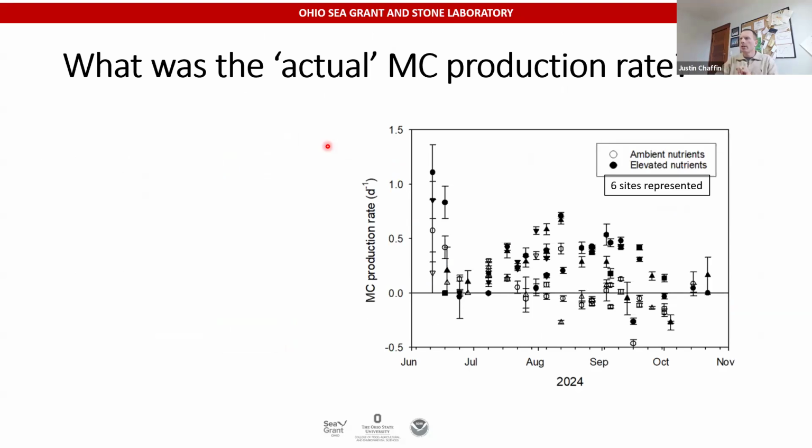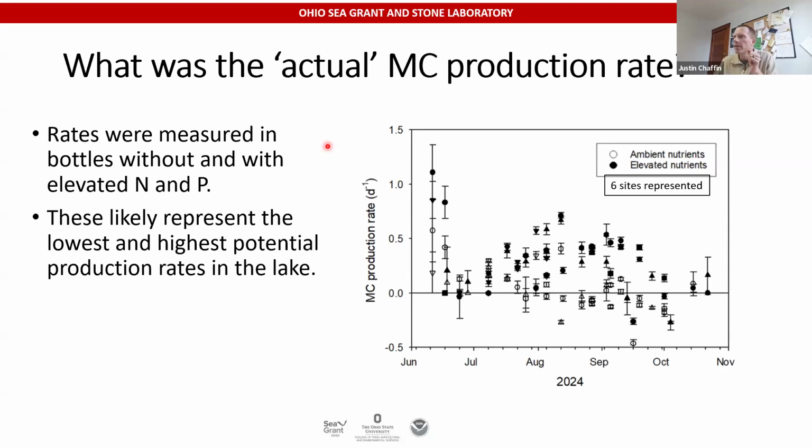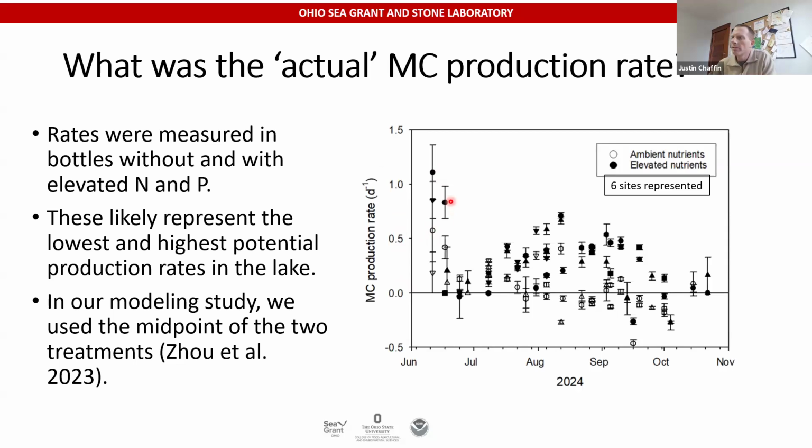The question we could get is, what was the actual microcystin production rate? We're measuring ambient nutrients and elevated nutrient concentrations, and we don't know what the actual one is. If we want to take a rate and put it in the model, we ideally want one rate. Our rates were measured in bottles without and with elevated nitrogen and phosphorus. These rates likely represent the lowest and highest potential rate that we would measure in the lake, so the actual rate is probably somewhere in between. For our modeling study, we simply took the midpoint between the two.